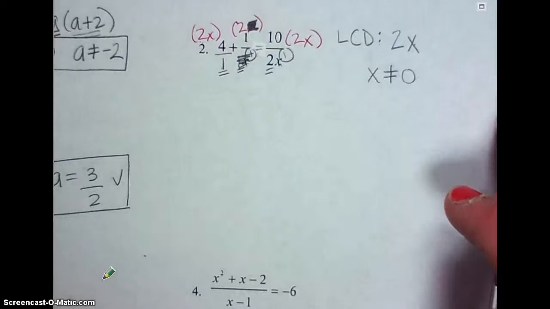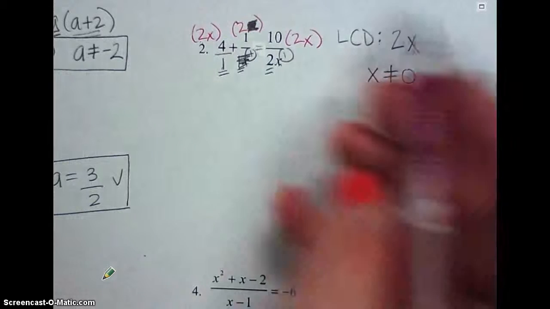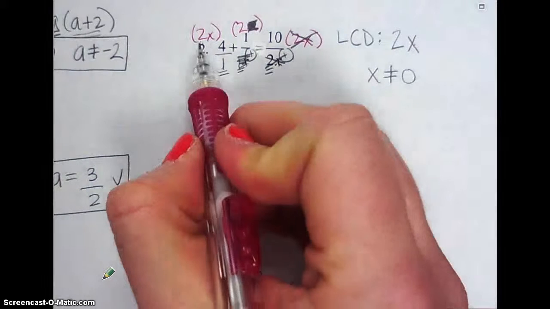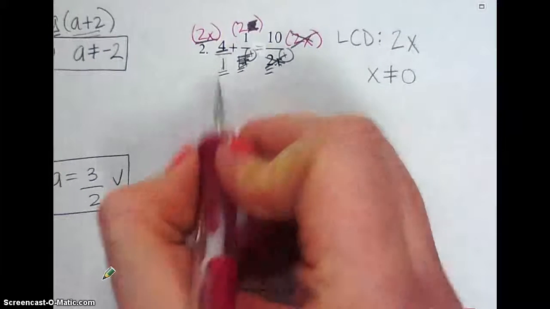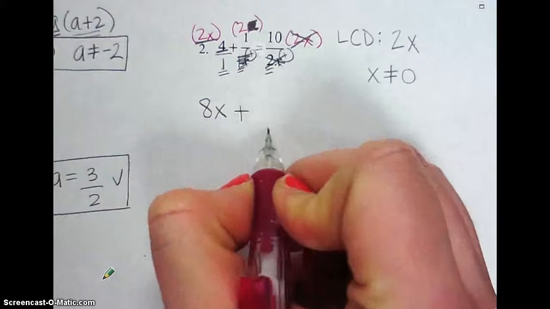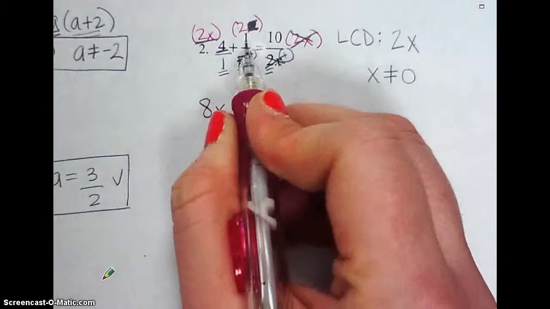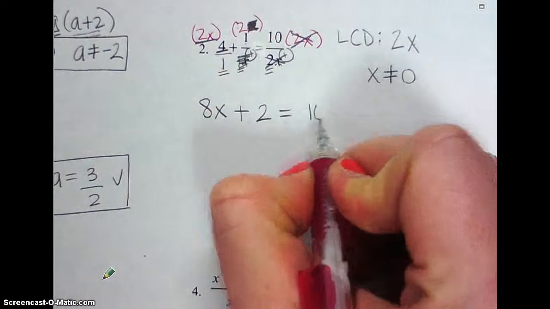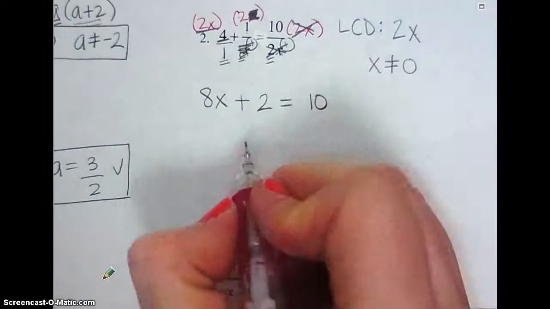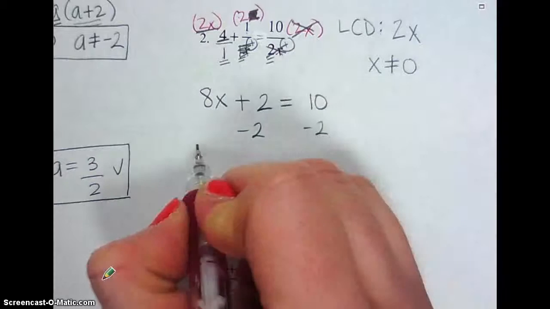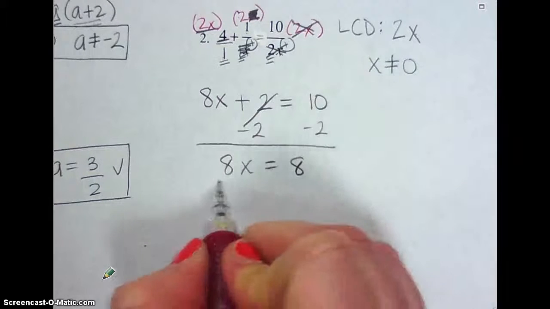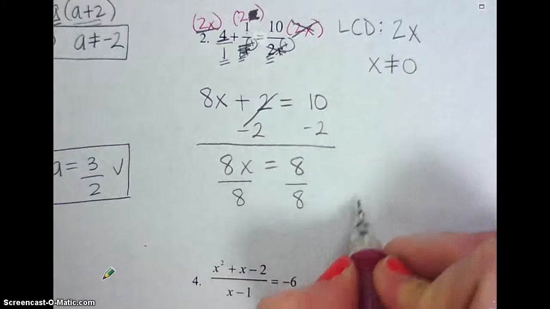And what crosses out on the right-hand side? Yeah, the whole thing. 2x and 2x. So we have 2x. This is multiplying times 4. So that's an 8x. Make sure you multiply. Plus what? Plus 2. Good. 2 times 1 equals 10. And solve for x. So subtract the 2. 8x equals 8. And divide by 8.